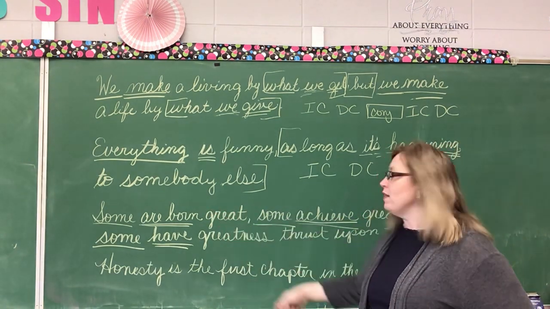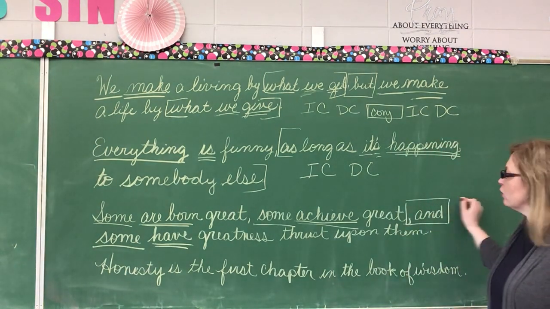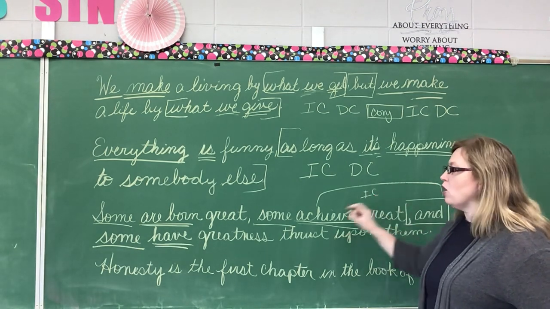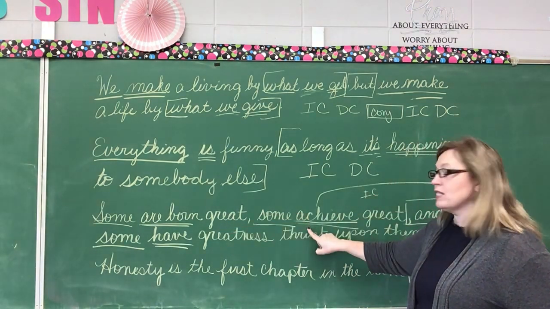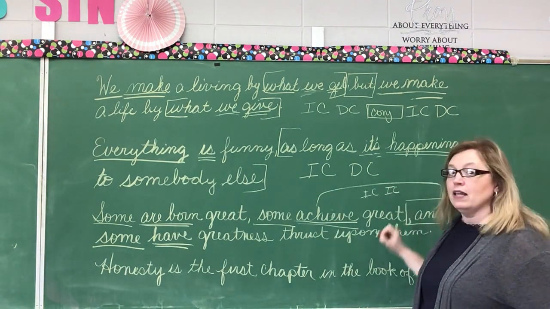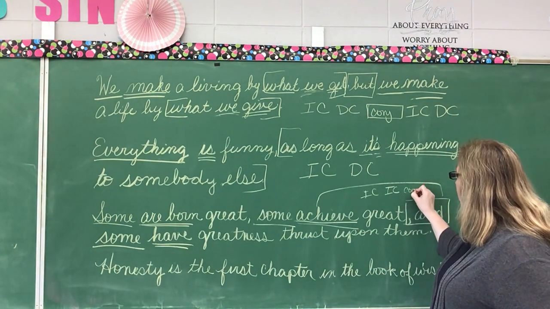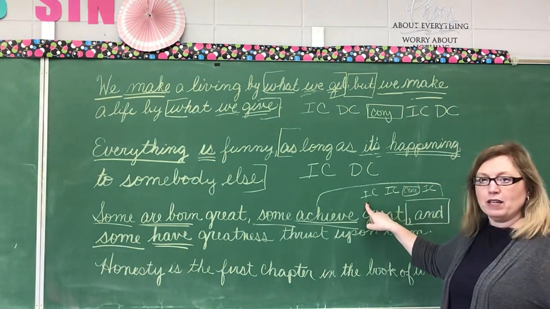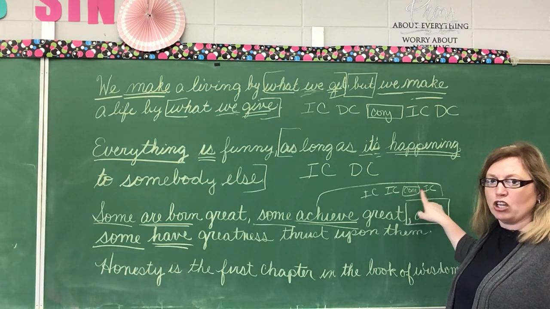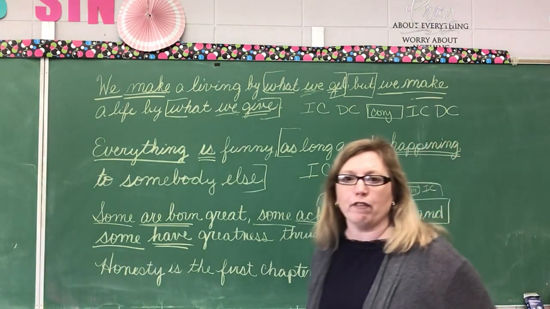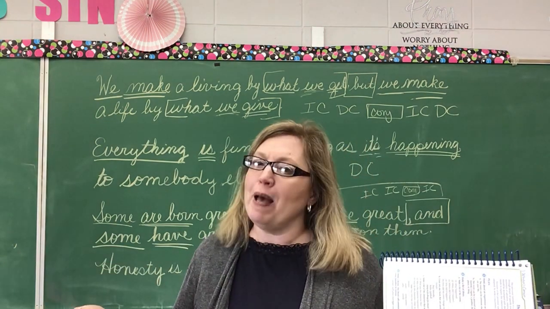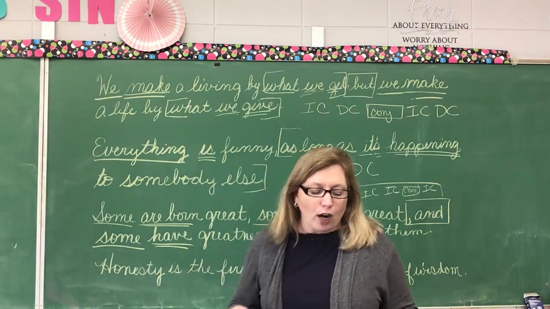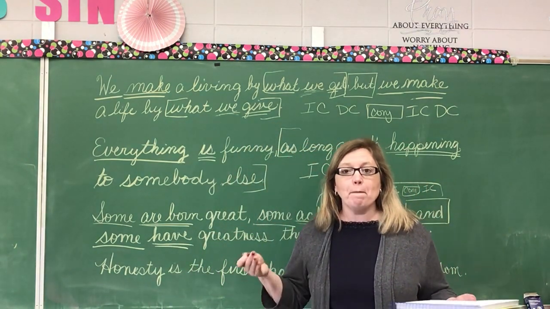I have some are born, that's a what? I don't know if you can see over here, so I'm going to write right here. Draw a little square so you know it goes to this one. We have an independent clause, some are born. Then we have some achieve, that's an independent clause. Then we have a conjunction, and then we have another independent clause, some have. Independent clause, conjunction, independent clause. What do we have? Do we have two independent clauses joined by a conjunction? We do. So therefore, our sentence is a compound sentence.